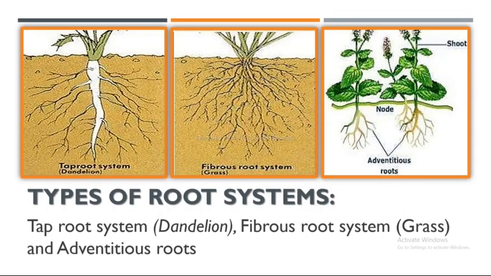So the types of root systems include three types. First is the taproot system. An example of the taproot system is the dandelion, as shown in the figure. The second type is the fibrous root system. An example of the fibrous root system is grass, as shown in the figure. And the third type is adventitious roots. Adventitious roots include the shoot and node, as shown in the figure.